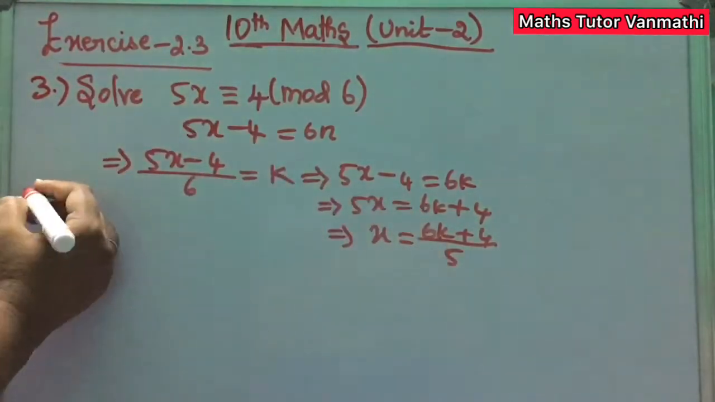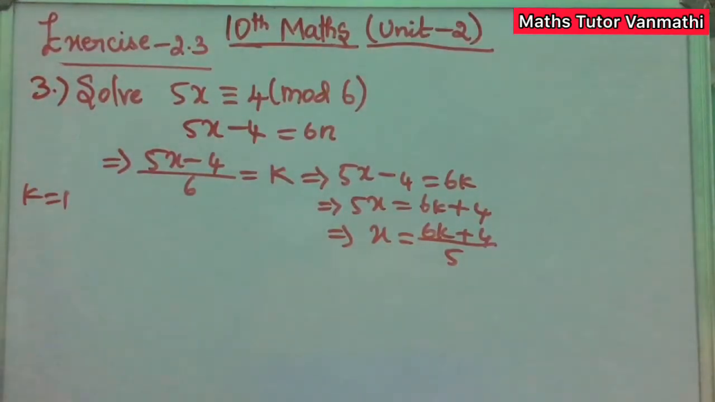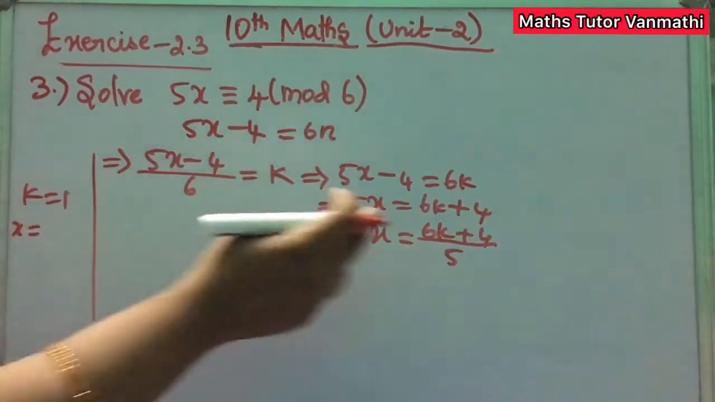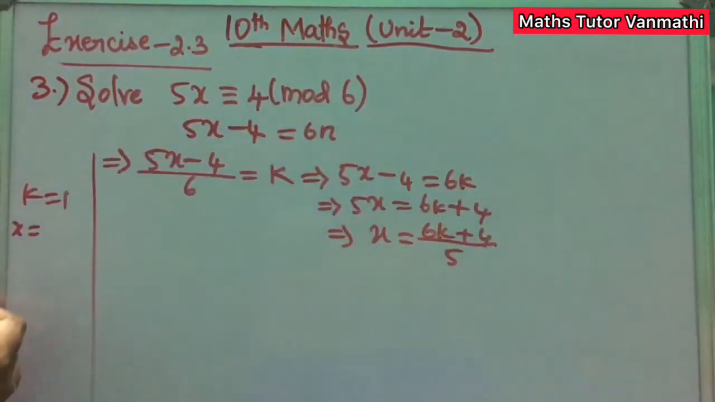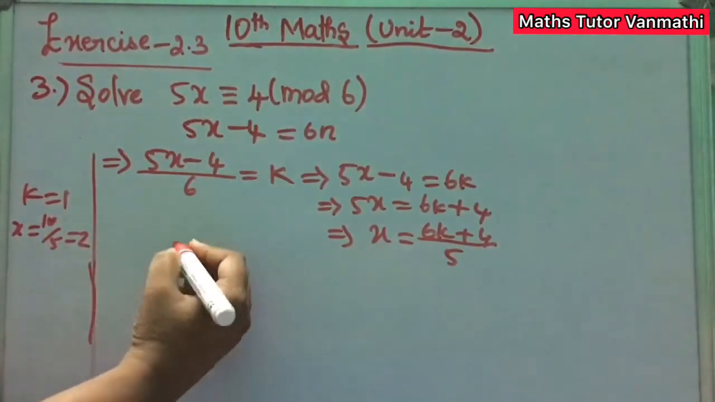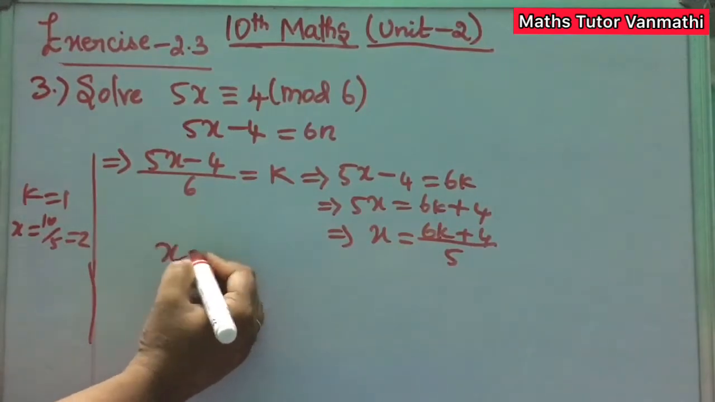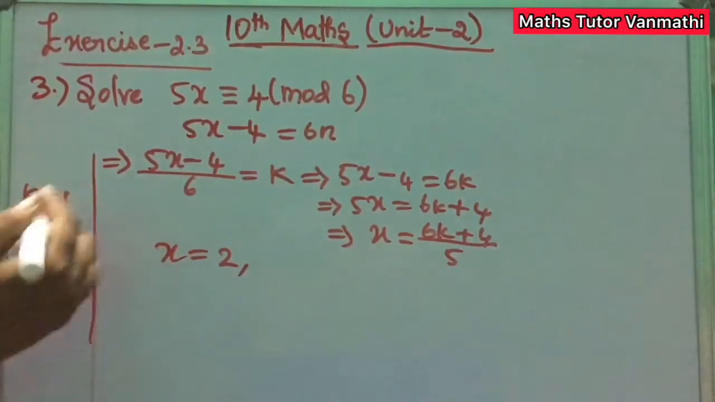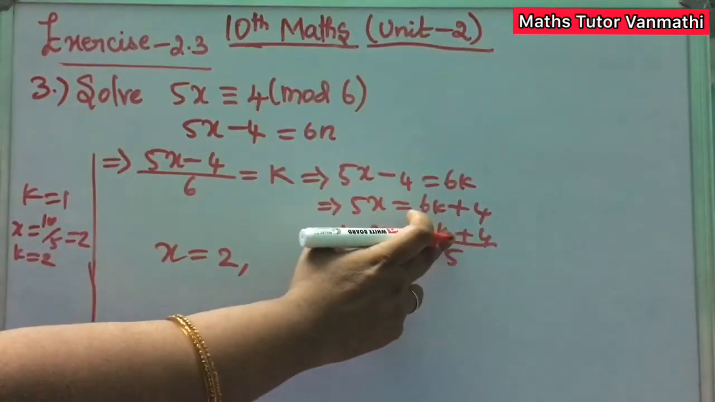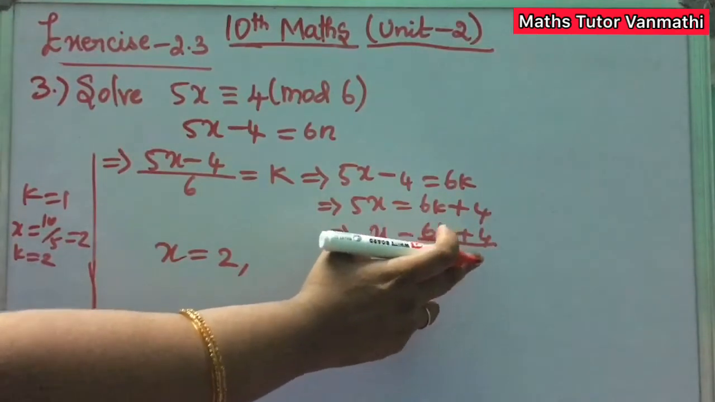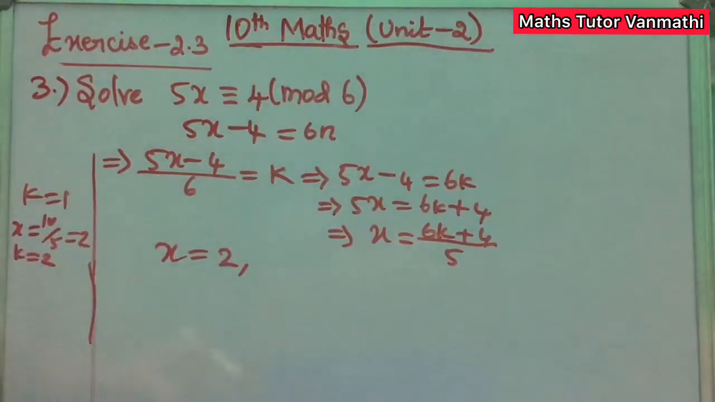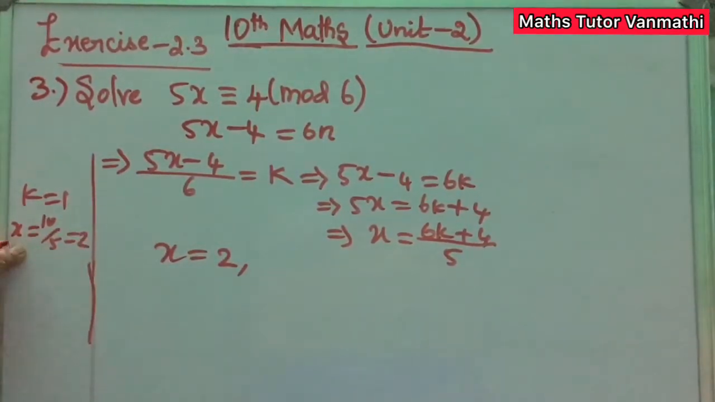Now substituting the k values, taking k equal to 1, what you will get? 6 1s are 6, 6 plus 4 is 10, 10 by 5. You will get the answer, 5 2s are 10. Okay, so your first value is x is equal to 2. Clear? Next, substituting k equal to 2. K equal to 2 means 6 2s are 12. 12 plus 4, what you will get? 16. 16 cannot be divided by 5. Okay, we will get in fractions or in decimal value. Okay, so we are not taking k equal to 2.